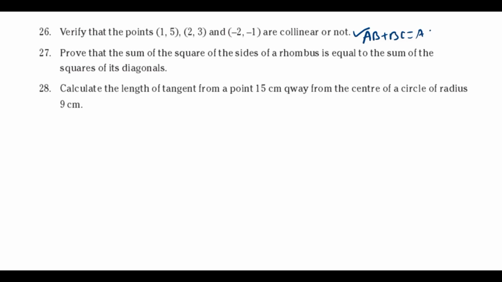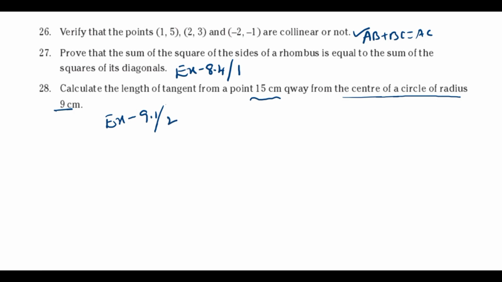Prove that the sum of the squares of the sides of a rhombus equal to the sum of the squares of its diagonals. Yeah, this is a very important problem from exercise 8.4, question number 1 for board exam also, public exam also. I am expecting this question for 4 marks. Calculate the length of the tangent from a point 15 centimeters from the center of a circle. The radius is 9 centimeters. This one also is a direct problem from exercise 9.1. Once you check it, all are direct problems. So with this, all 4 mark questions are completed.